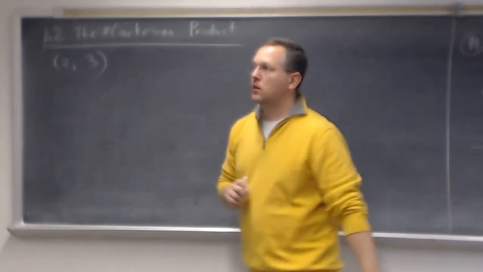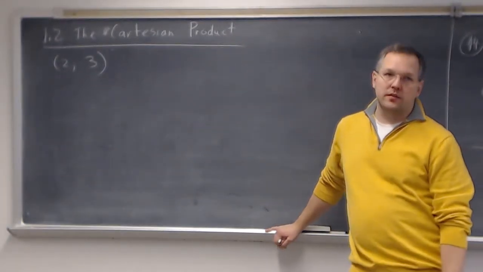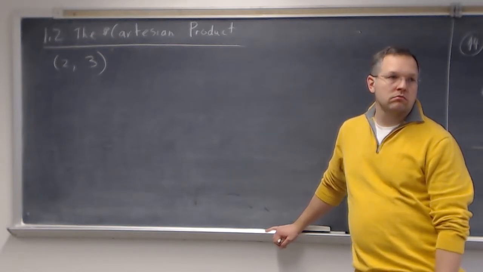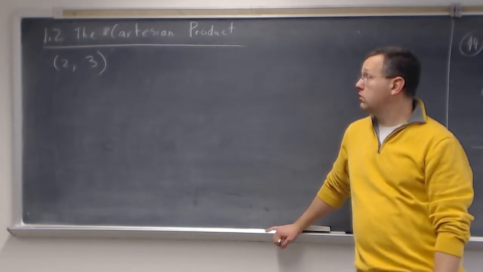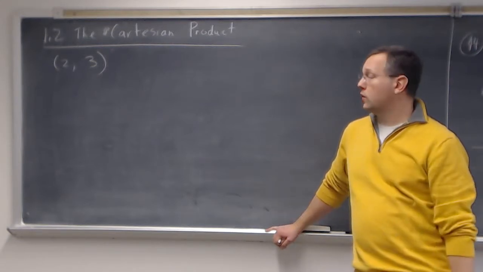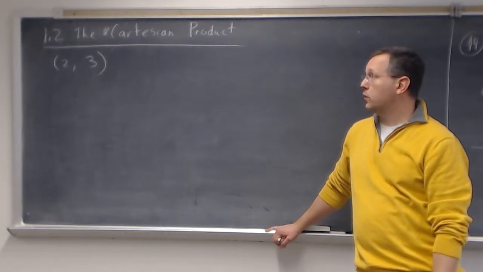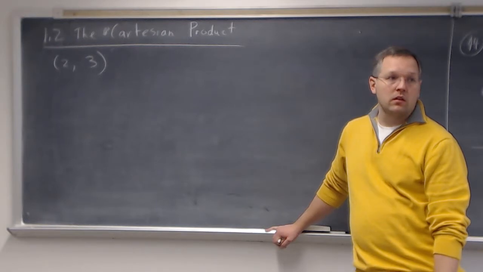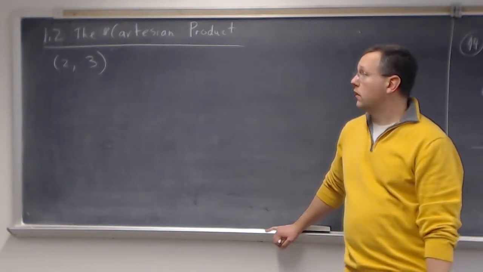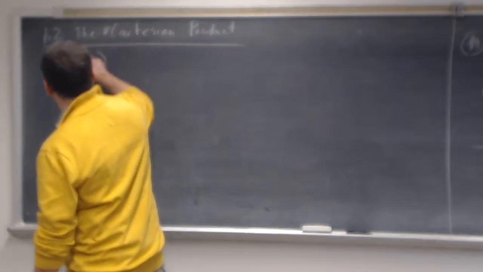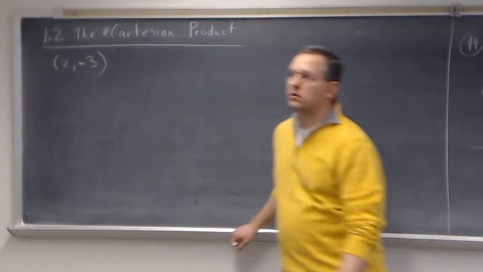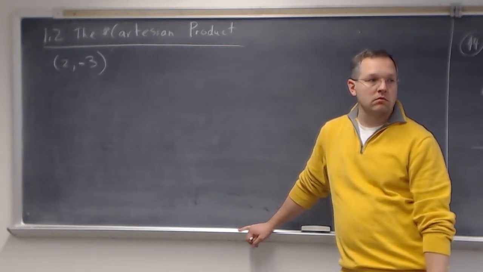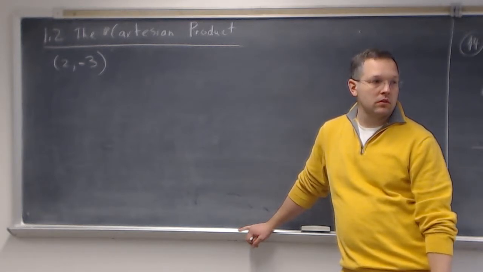Look at this: parentheses 2, comma 3, parentheses. So what is that? It's an interval. We talk about intervals as sets, subsets of the real line, right? So it could be an interval. What else could it be? It could be a point in the xy plane, right? What if I did this: (2, -3)? Could it still be an interval? You say yes, you say no.